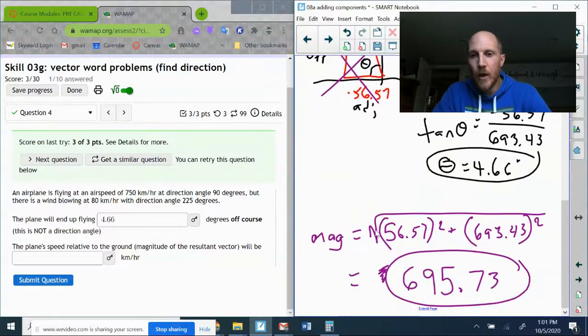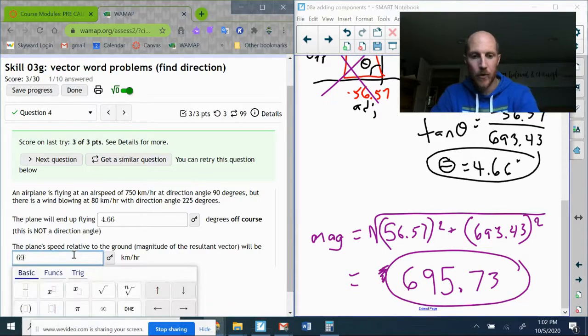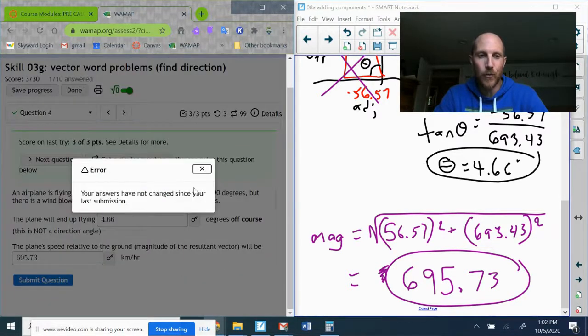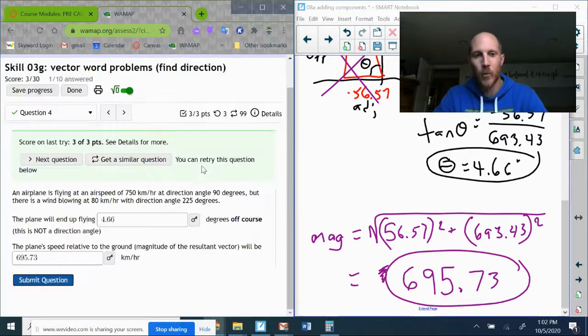And then for magnitude, I took my two components, squared them, added them, took the square root of that sum, and got 695.73. That's my magnitude, and that is how I got 3 out of 3. See, it says I haven't changed anything since last time. It won't let me resubmit unless I change something, but I don't want to change it because it's already right. So I'm going to leave it.